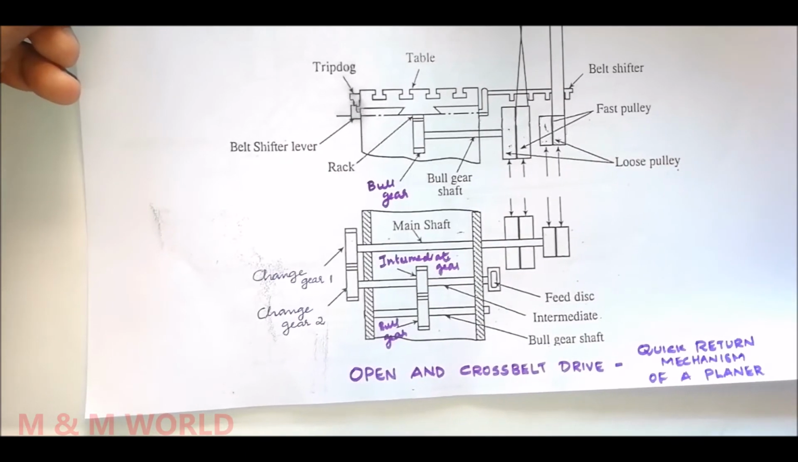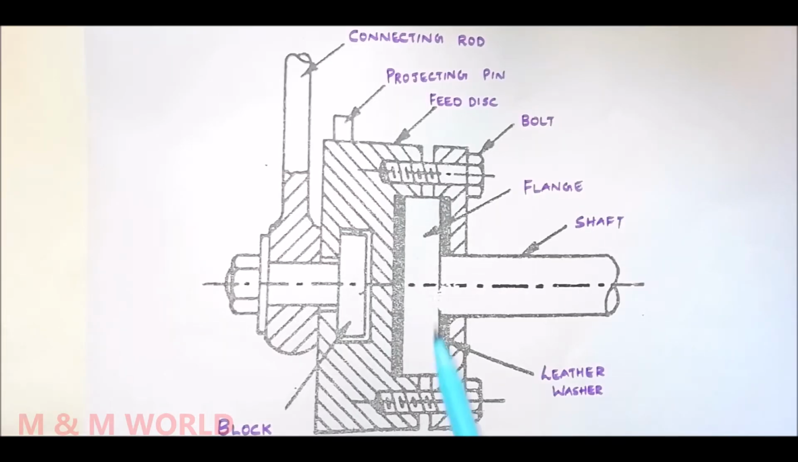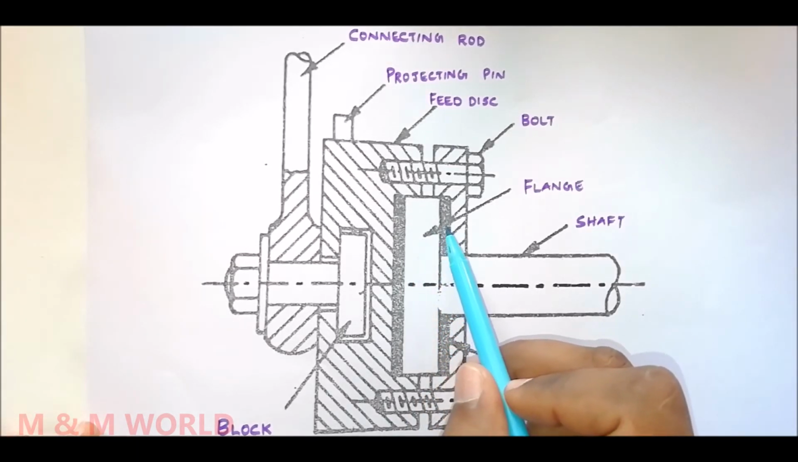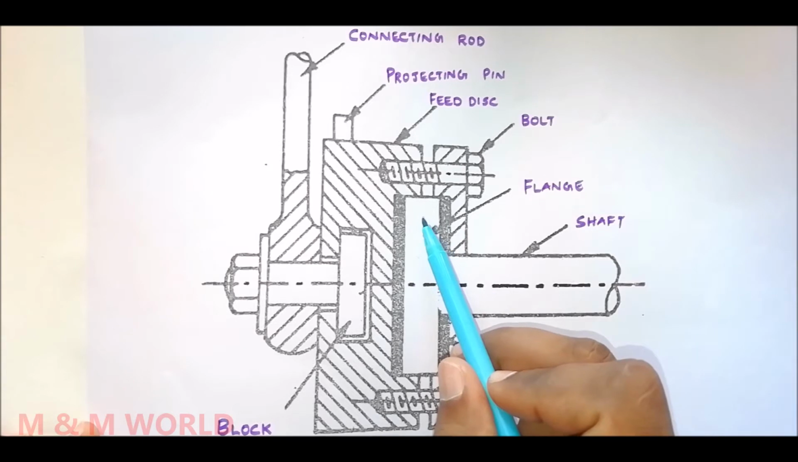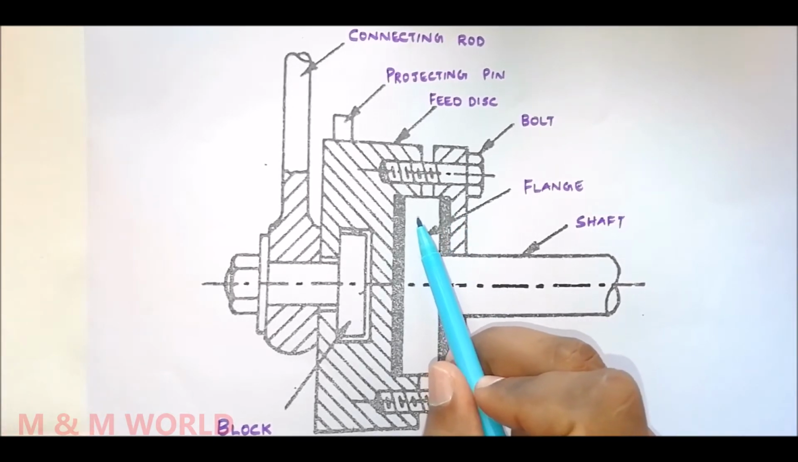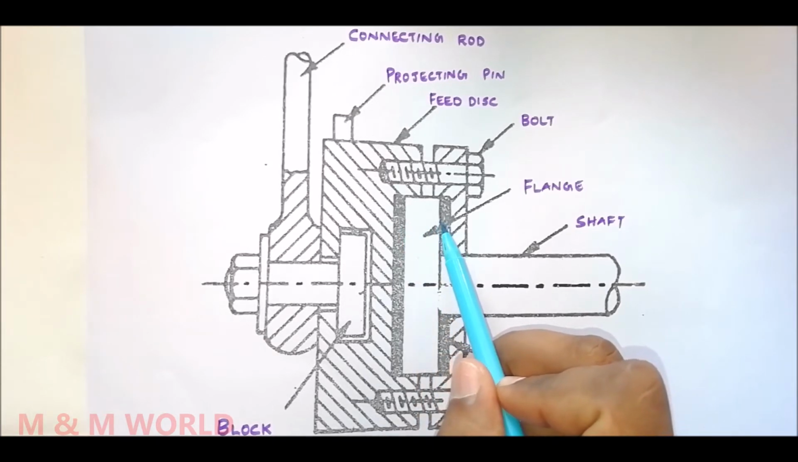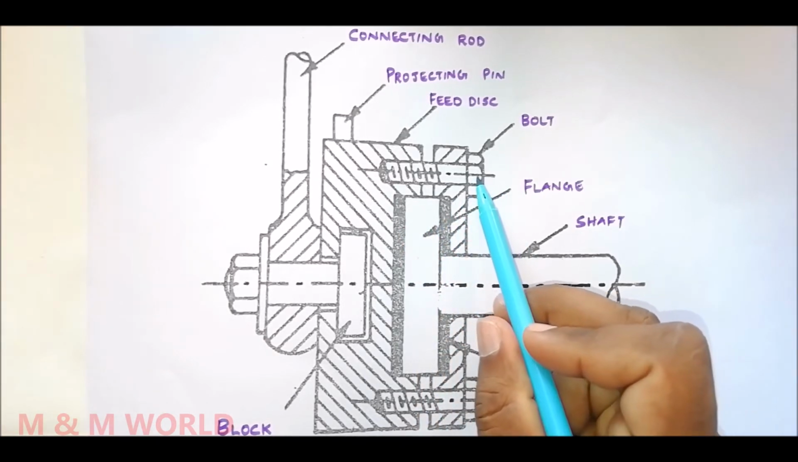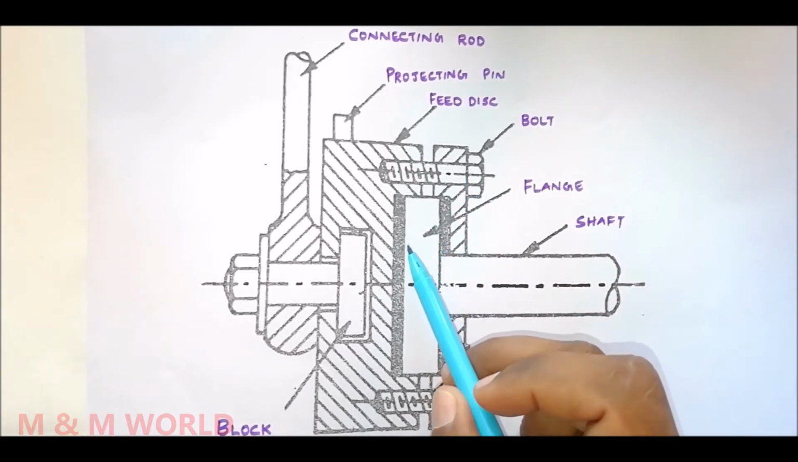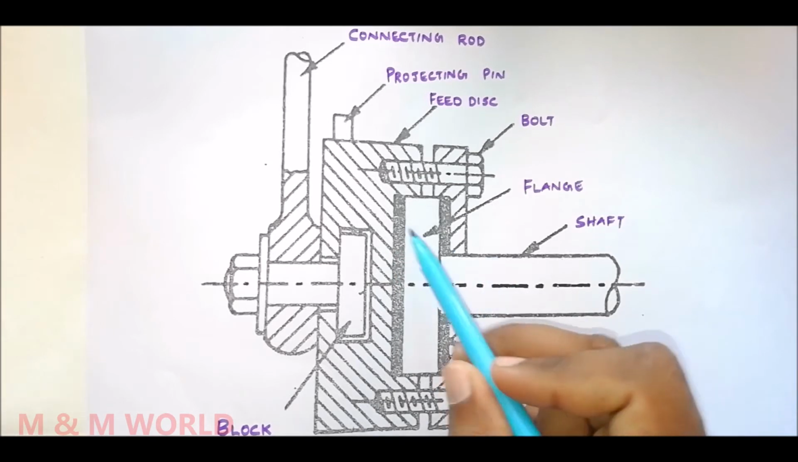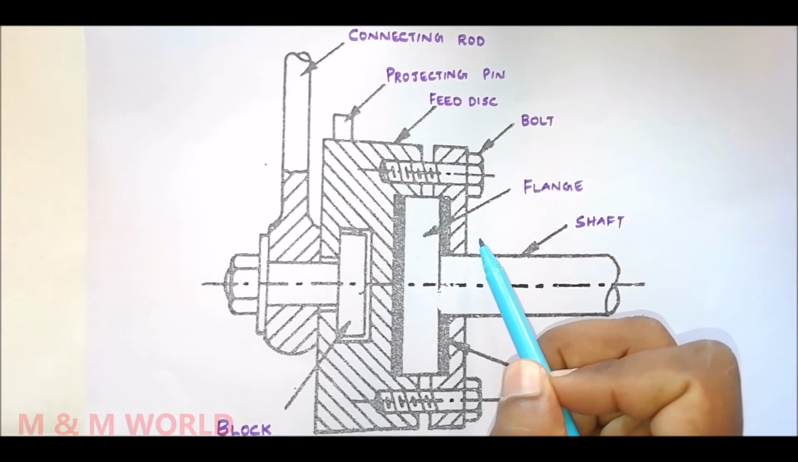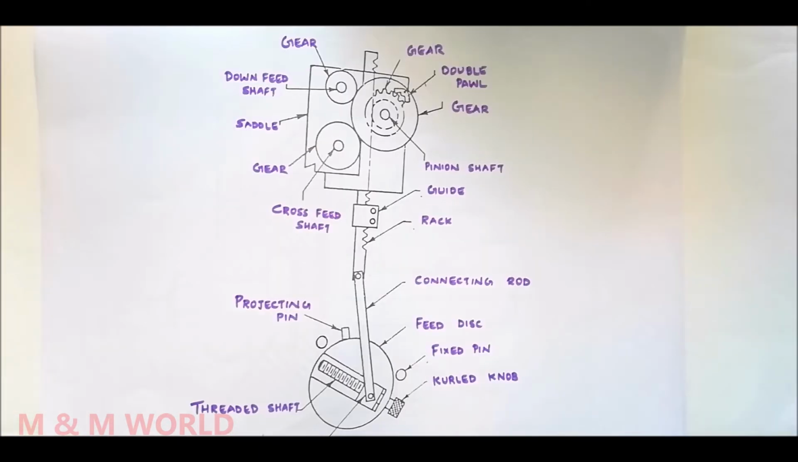Now leather washers are provided on both sides of the flange. The leather washers are placed between the flange and the disc opening, and the bolts are then tightened. So a flexible connection is made between the shaft and the feed disc with the help of these leather washers.